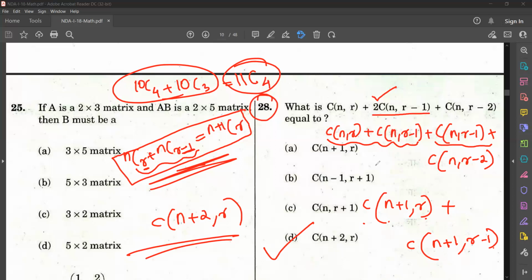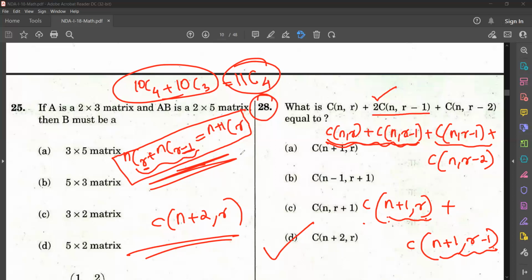Understood how I did? See, if this is coming like this, R minus 1, then N will increase. So N plus 1 comma R. Here R minus 1, R minus 2, then N will increase. So N plus 1, R minus 1. Then N plus 1 should increase again, N plus 1 will become N plus 2 comma R. So answer is option D.